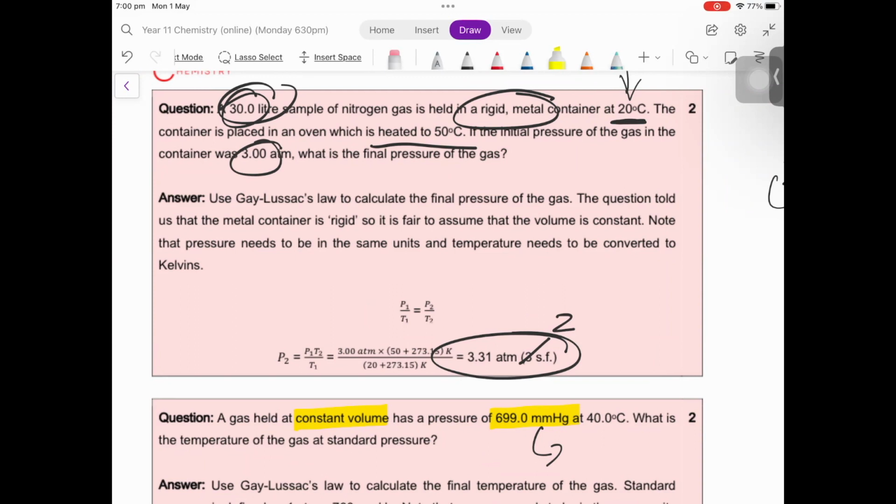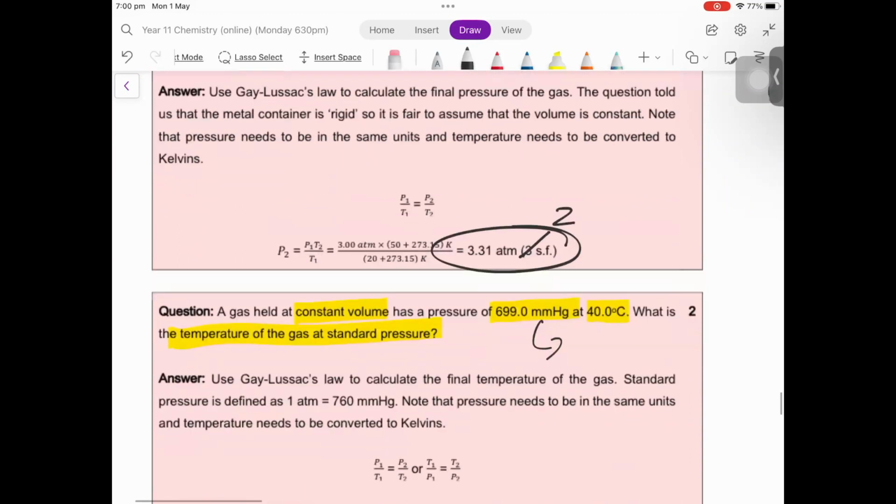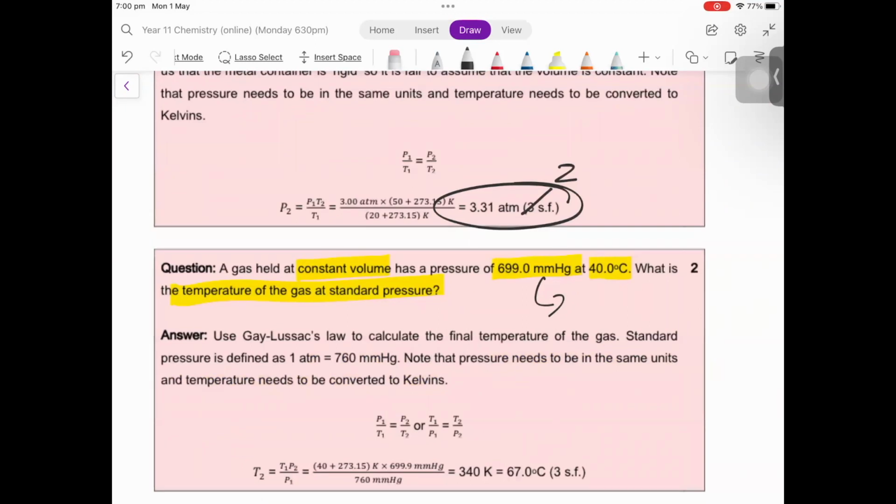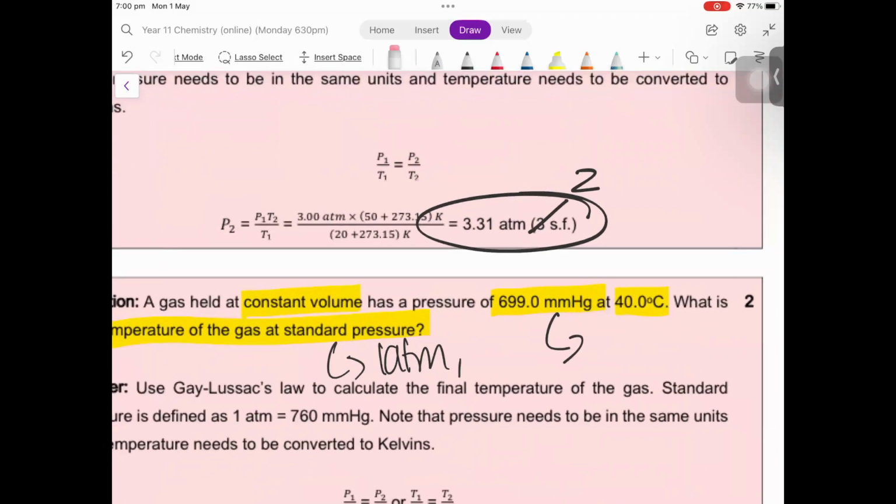So it has a pressure of 699 millimeters of mercury at 40 degrees Celsius. What is the temperature of the gas at standard pressure? Now standard pressure is defined as 1 atmosphere. And another conversion for you to know is, earlier I told you 1 atmosphere is 101,325 pascals. 1 atmosphere is also 760 millimeters of mercury.